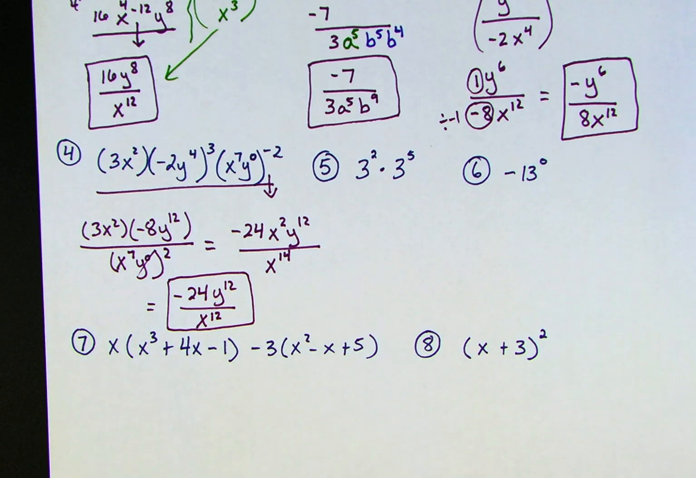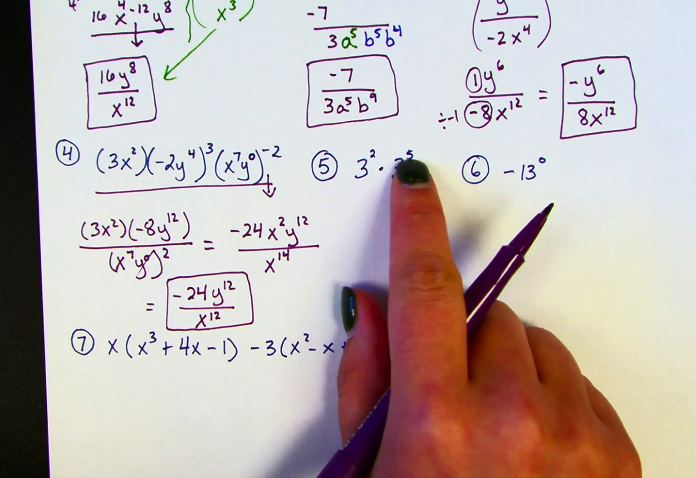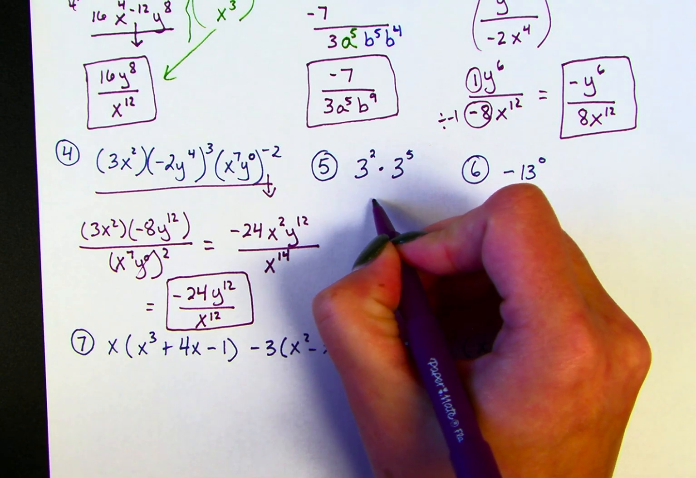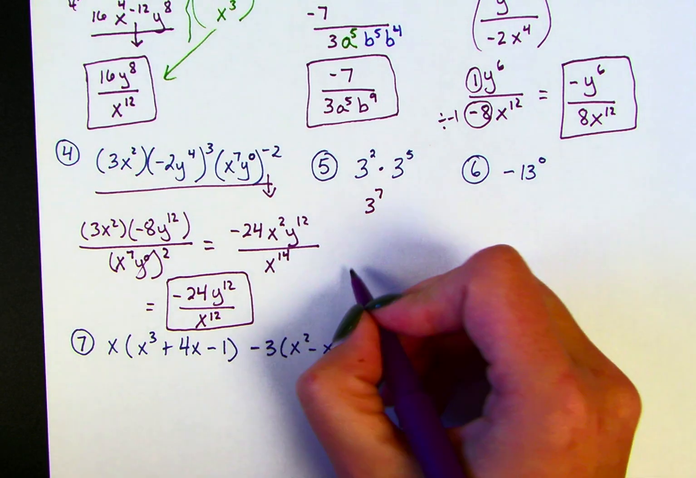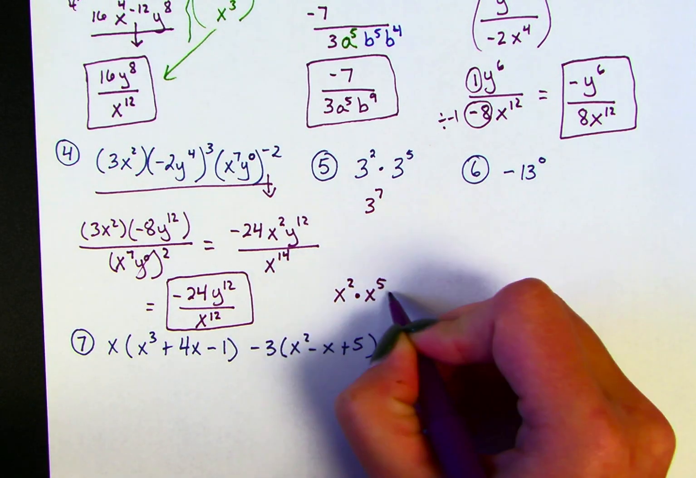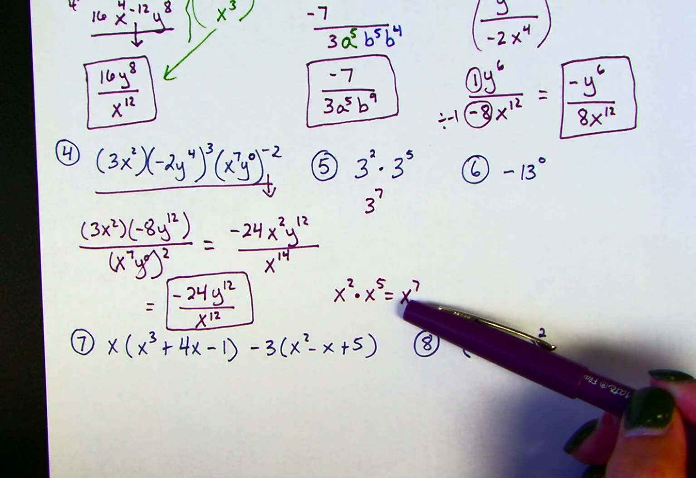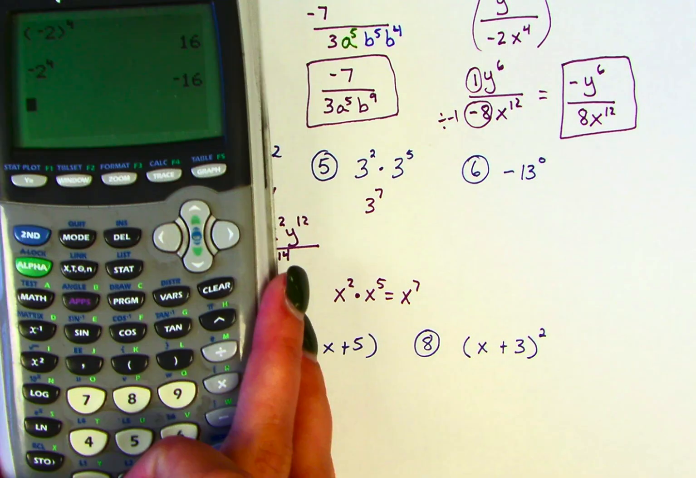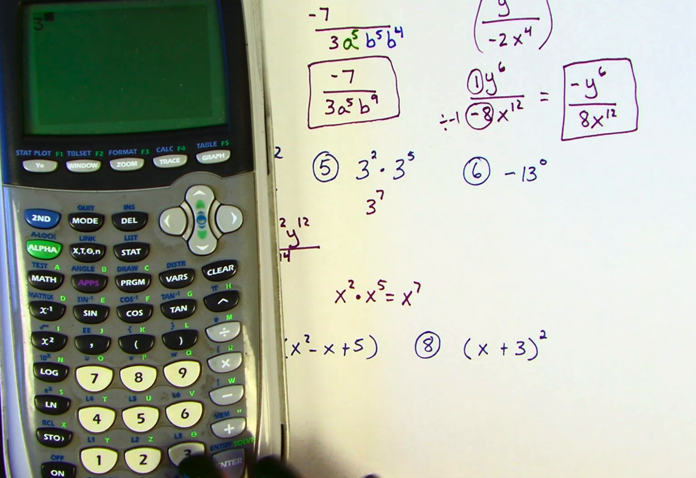All right, number 5. So our bases are the same, which means I can just add my exponents together. So this will be 3 to the 7th. So you should not be changing it to a 9 because it's the same idea as if I had x squared times x to the 5th. It would be x to the 7th. So your base has to be the same as what it was here. And then if we can simplify that number, we would. So again, I would just type in 3 to the 7th on my calculator.